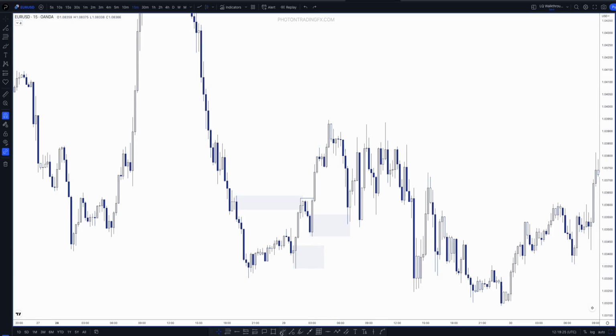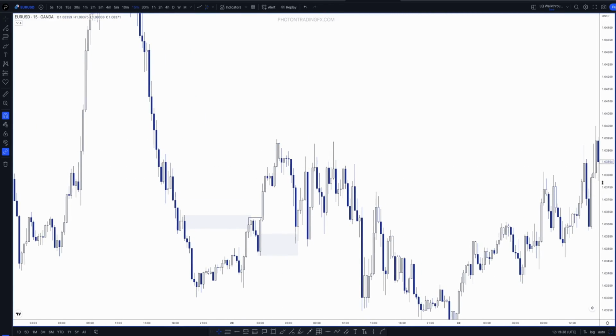But this is a structure zone that did sweep liquidity, right? You can see all of the trend line liquidity there, swept the liquidity and moved to the upside. It's just not technically a flip, okay? Cool. Let's see if we can see anything else.